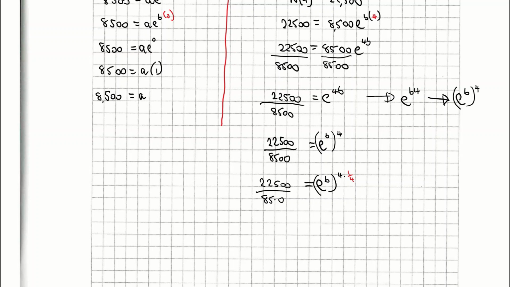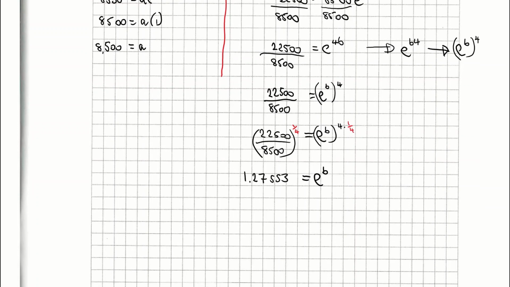So I'm taking the left hand side and I'm multiplying it to the power of 1 over 4, because that quarter multiplied by 4 becomes 1. So on the right hand side, I have e to the power of b. 4 multiplied by a quarter is 1, so that's b1 or 1b. I'm just eliminating the 1. And on the left hand side, when I work that out in my calculator, I get 1.27553. Now you can keep it as the fraction there if you want. I'm just going to turn it to a decimal.